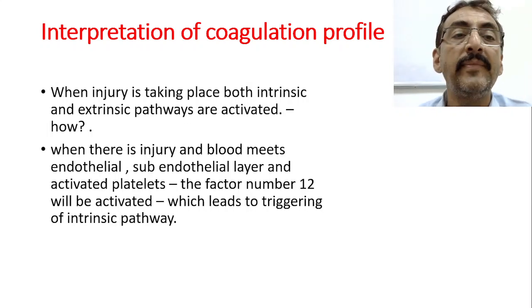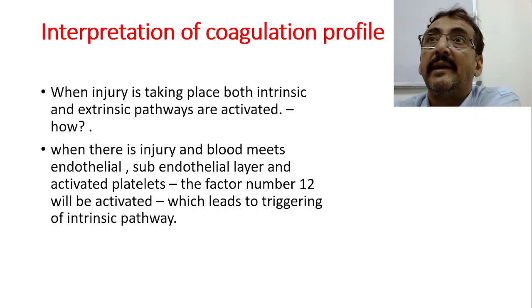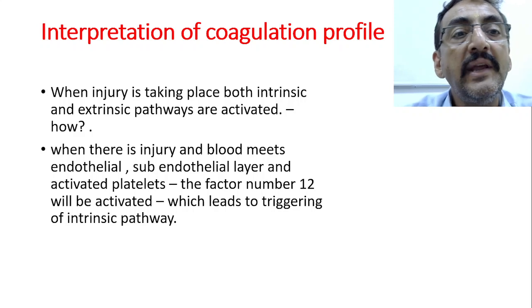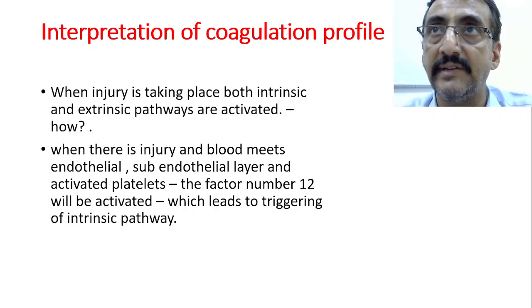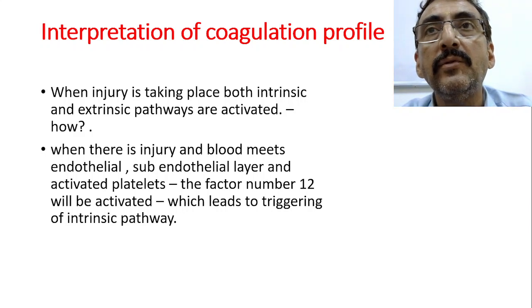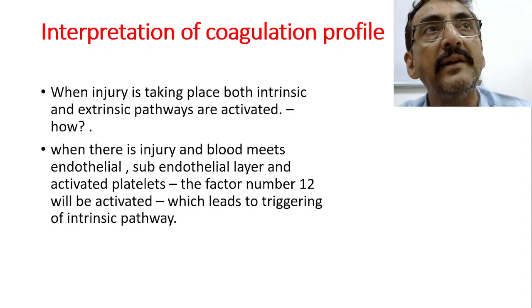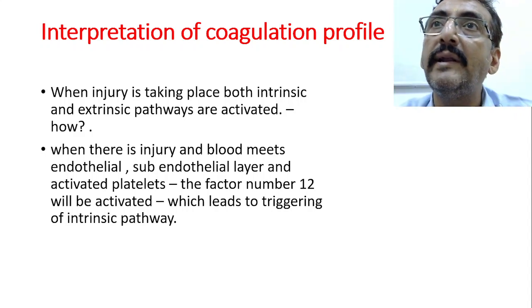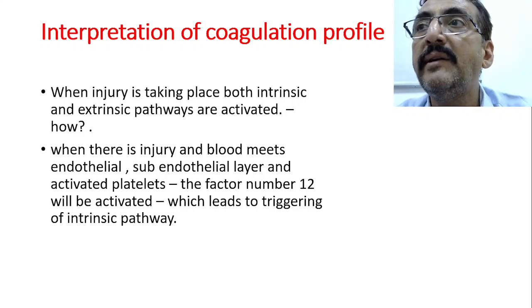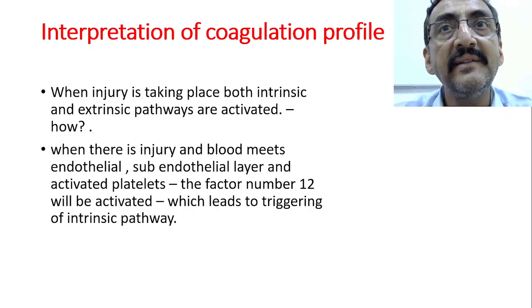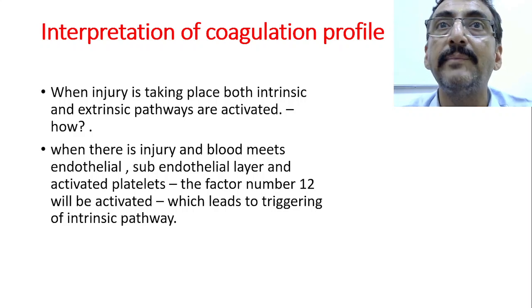Now, when an injury is taking place, what happens? Suppose injury is taking place, bleeding is occurring. Actually, both intrinsic and extrinsic pathways get activated. Now you know that intrinsic pathway means when the blood comes out of the endothelial surface, some of the factors present inside the blood get activated and start the process of coagulation. So that is called the intrinsic pathway.